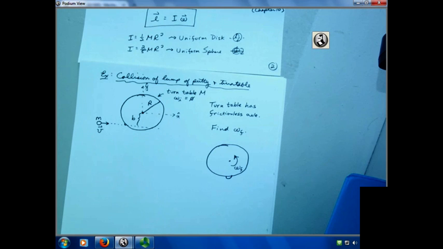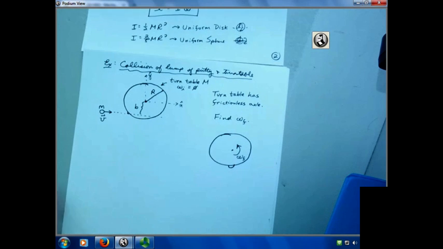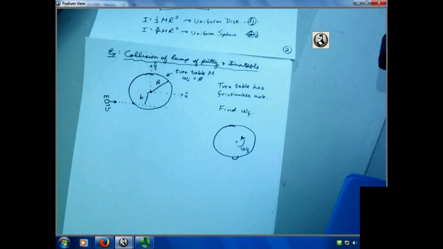Okay, all right. So I'll go ahead and work it out. The first thing we need to do is think about what we would like to apply here. What comes to mind for you with this problem? Conservation of angular momentum, correct. That's what should come to mind.